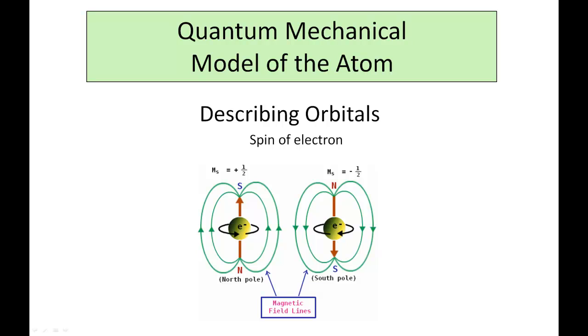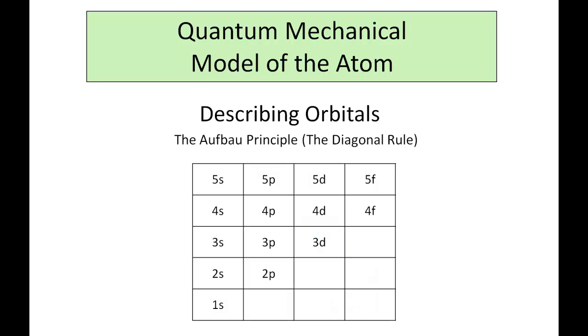The last way to describe an orbital is its spin. The electron can either be spinning clockwise or it can be spinning counterclockwise. There are 3 basic rules you need to follow when you are describing the quantum mechanical model of the atom and its electrons. The first is called the Aufbau principle, or the diagonal rule. This tells us what order the energy levels go in.